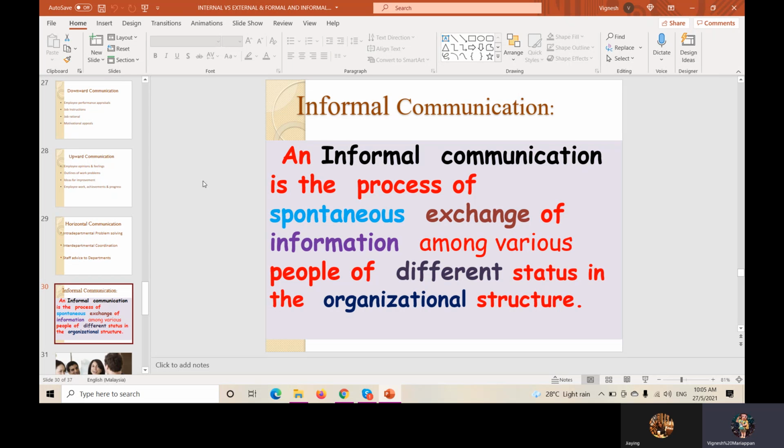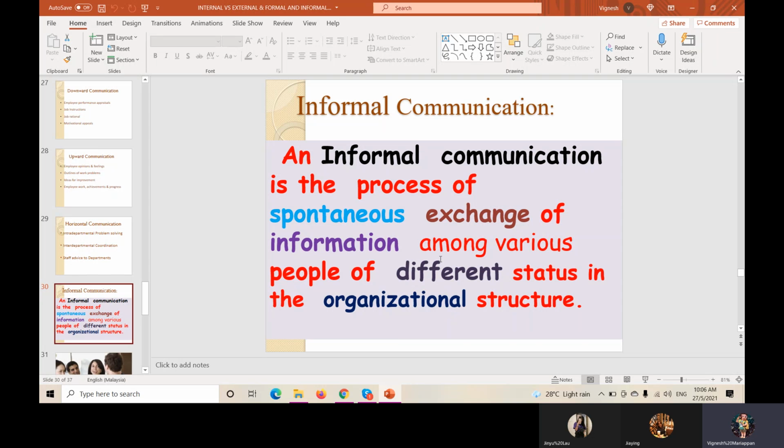in the organizational structure. Informal means, let's say you are sitting in the cafe, one group of members, no matter if you are the supervisor, normal employee or manager or anything. Informal communication means you spontaneously exchange your information. You talk, I talk, they also talk, everybody talks. They don't have any specific rules and regulations to follow, correct?